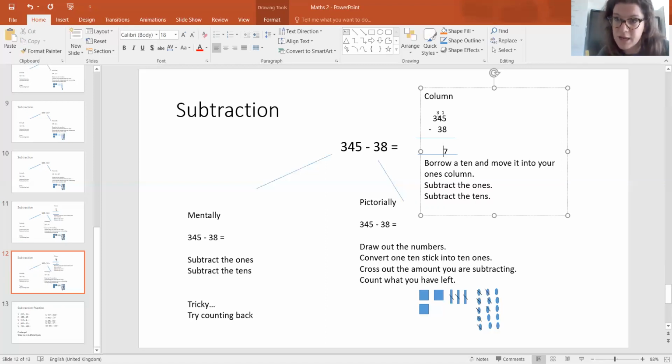3 take away 3 is 0. And 3 in the hundreds column take away 0 is 3. So there we go. And I've got 307 as my answer. So I've got the same answer for all 3 different methods.